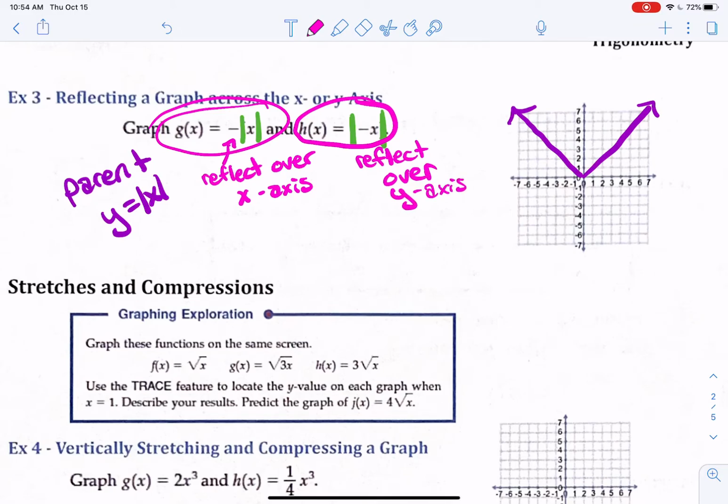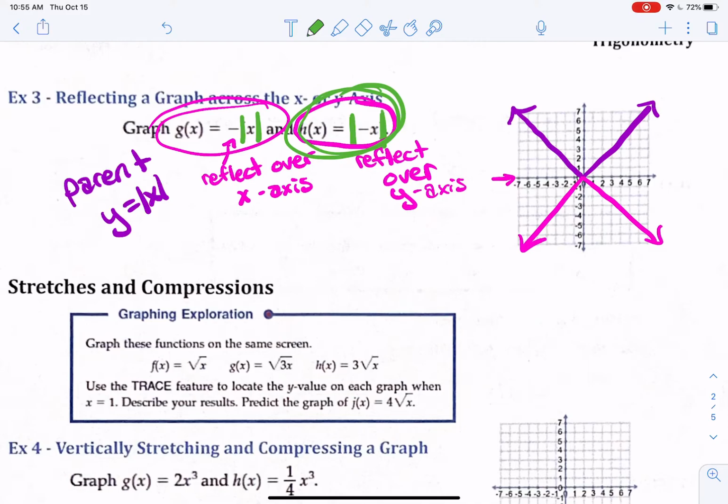Okay, so we're going to reflect this over the x-axis, all right? So the x-axis is this line, and that's going to reflect it down this direction. It's going to stay the same kind of V shape, but it's going to be reflected down. Okay, I'm going to go to my third color, which is this one. This is a reflection over the y-axis.